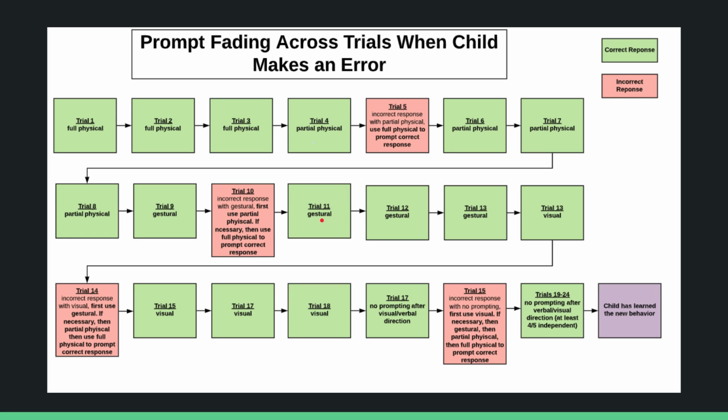Then we've got to start back over with our 3 in a row. So we've got to get the correct response to the gestural prompt 3 times in a row. And then after that, you move to your visual prompt. And if you make a mistake with the visual prompt, then same thing. First you use your gestural prompt, then if necessary, you move to partial physical and then full physical to prompt the correct response if necessary. Then we've got to start over trying to get 3 times in a row of them producing the correct response.